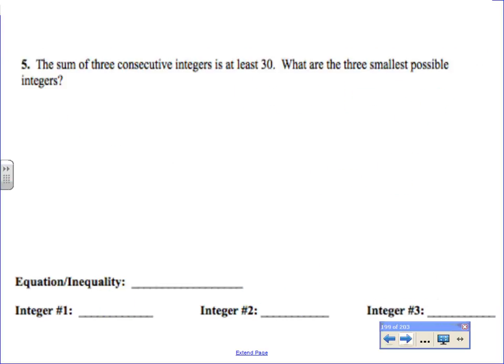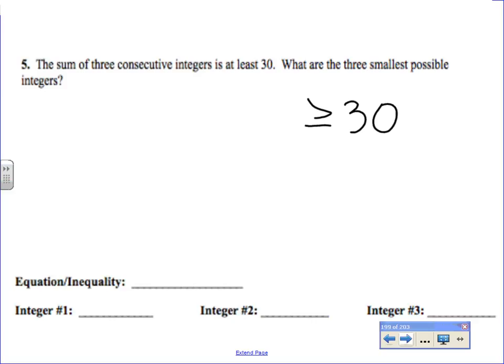Okay, number 5. We need to find the sum of 3 consecutive integers, so just consecutive integers, that is at least 30. Now, the question here is, what are the smallest possible integers? At least translates to what inequality? Brianna? Good. Greater than or equal to 30.